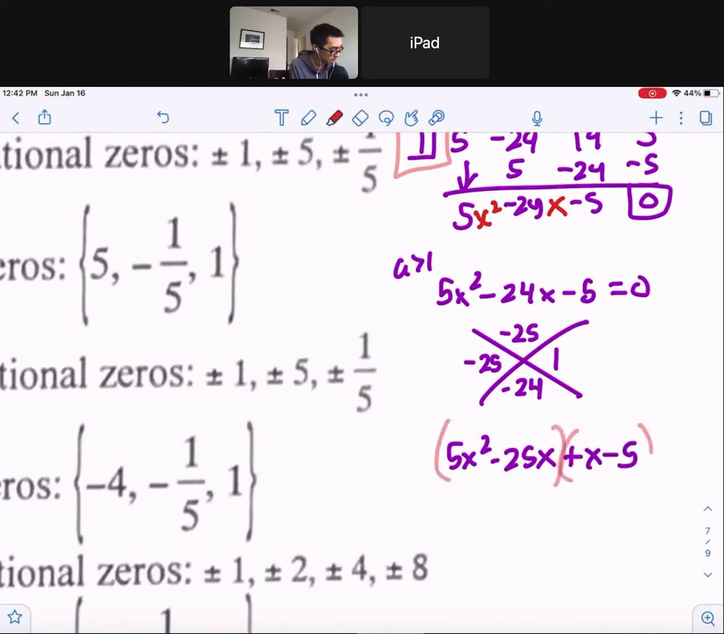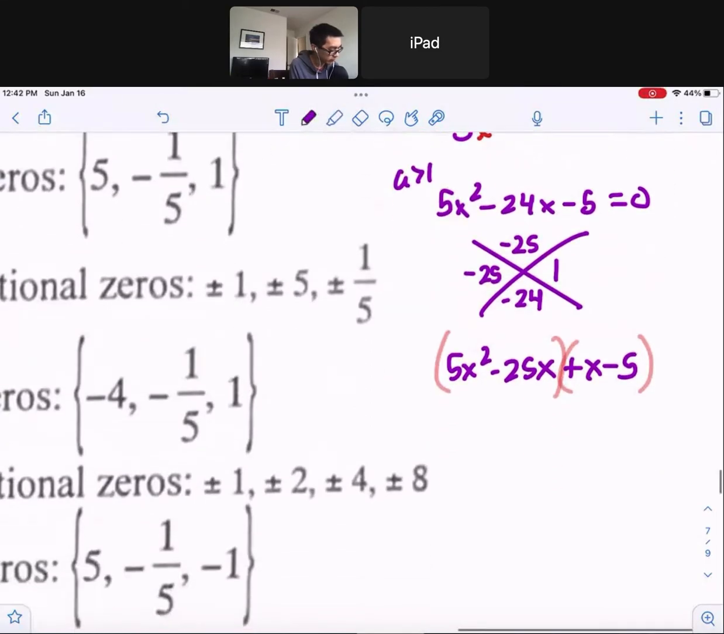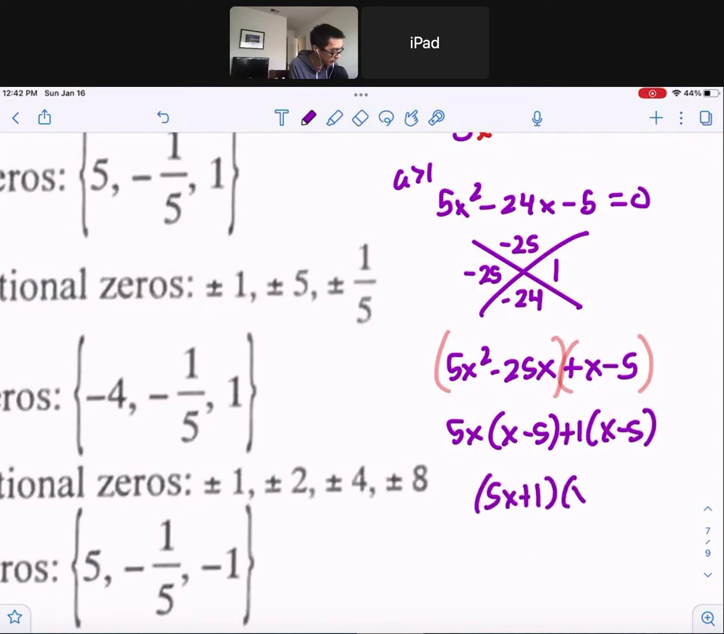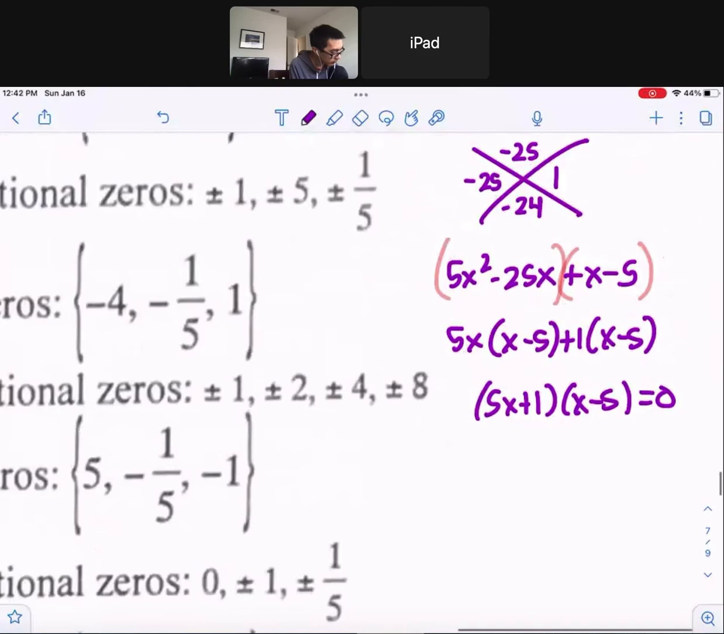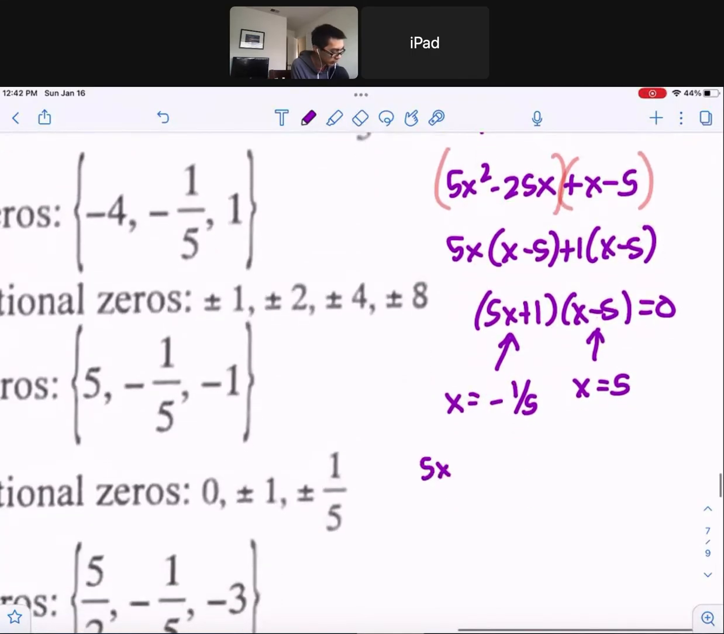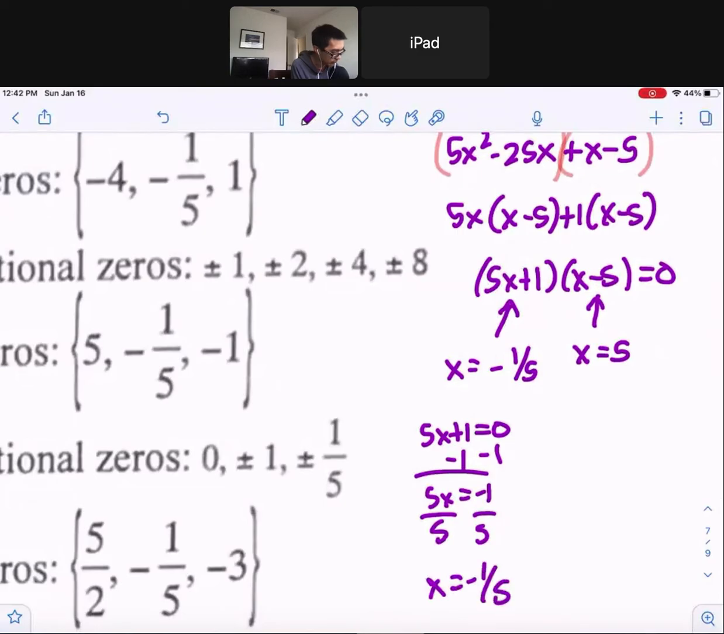Group. We can factor out a 5x from there to get x minus 5, and we can only factor out a 1 from the other. 5x plus 1, x minus 5 equals 0. What value of x would make that whole parenthesis 0? That would be if x equals 5. What value of x would make that whole thing equal 0? That's x equals -1/5. And again, if you're not good with fractions, then just set that thing equal to 0 to solve for that. And you would still get the same answer.